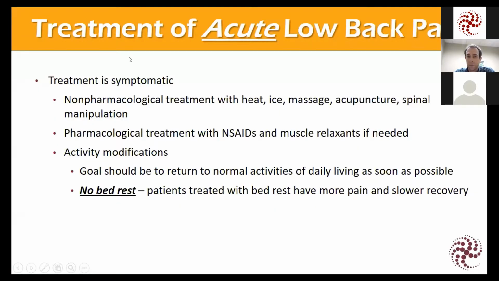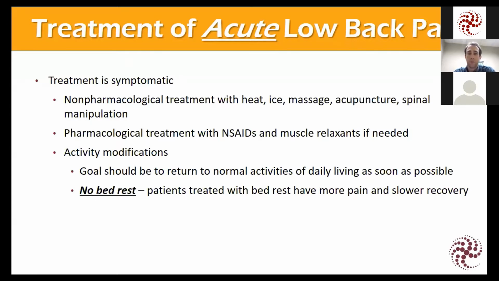Now, because acute back pain, so pain of 0 to 4 weeks in duration, does self-resolve on its own in a majority of people, oftentimes treatment is just symptomatic, so allowing your body to heal over time and really trying to give you some pain relief while your body's healing on its own.